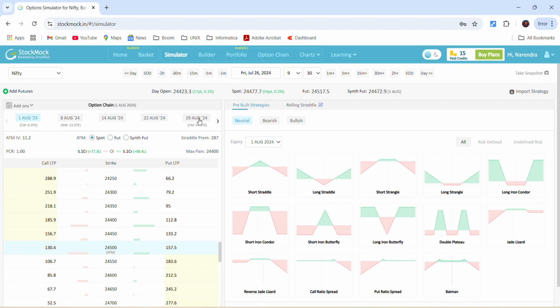This is monthly. We are talking about monthly options and monthly expiries here. So we'll be taking 29th August as our expiry, and for that we will be entering on July 26th.